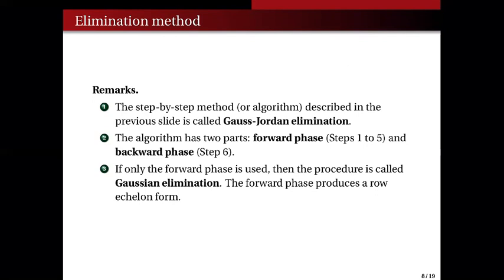So we will work on some more examples later. Let's just give some more remarks about this Gauss-Jordan elimination method and the row echelon form and reduced row echelon form.